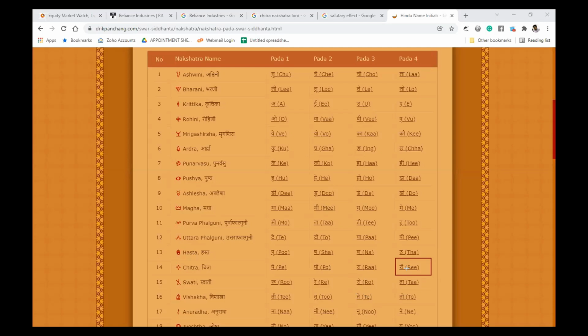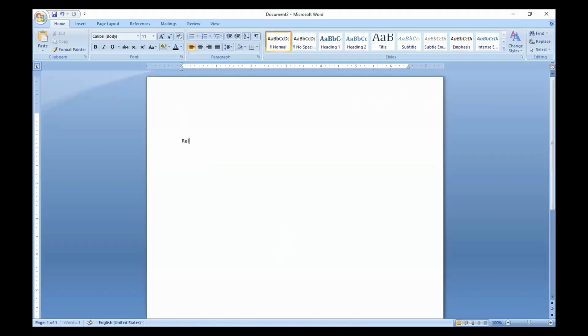Now, in your paper, you have noted down the India's Lagna degree, ascendant degree, and D9 degree. Everybody has noted this? Okay. Now the second important thing is the D9 degree Lagna. Now we have noted Reliance Industries: Rashi is Libra. Nakshatra is Chitra Nakshatra, Chaturtha Charana, Chitra Nakshatra, fourth pada.